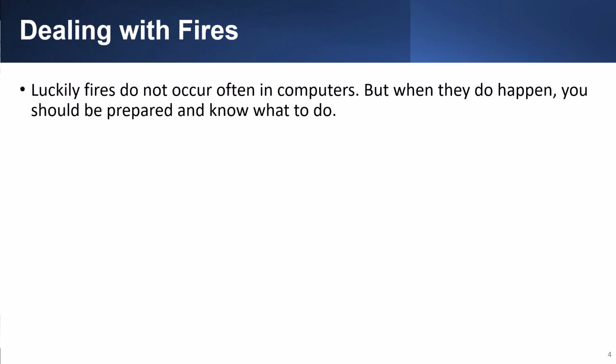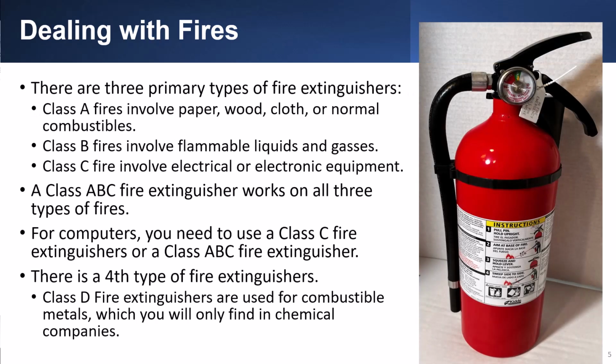Luckily, fires do not occur often in computers, but when they do happen, you should be prepared and know what to do. There are three primary types of fire extinguishers. Class A fires involve paper, wood, cloth, or normal combustibles. Class B fires involve flammable liquids and gases. Class C fires involve electrical or electronic equipment. A Class ABC fire extinguisher works on all three types of fires. For computers, you need to use a Class C fire extinguisher or a Class ABC fire extinguisher.